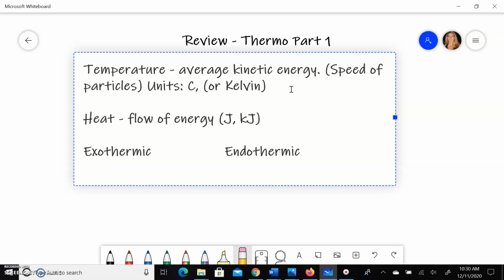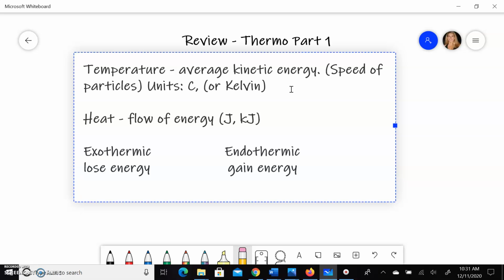Our next word is exothermic, and we're going to compare this to endothermic reactions. Exothermic reactions are going to lose energy compared to endothermic reactions, which gain energy. For exothermic, you're going to have a negative Q value. Remember, the negative does not mean less than 0, it just means that the heat is leaving the system. And for endothermic, it's going to be positive. And again, that just means that heat is going in.